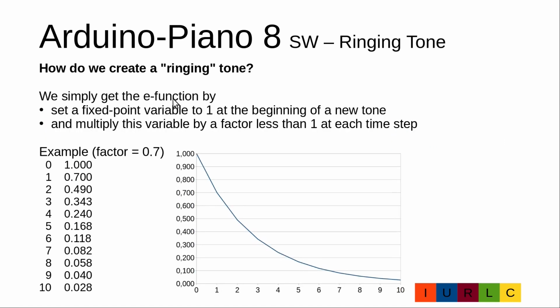The decreasing E function will get by setting a fixed point variable to 1 at the beginning of a new tone and multiplies this variable with a factor less than 1 at each time step. Here an example with the factor 0.7. We start with 1, then 0.7, 0.49, 0.343 and so on, and we result in this decreasing E function.